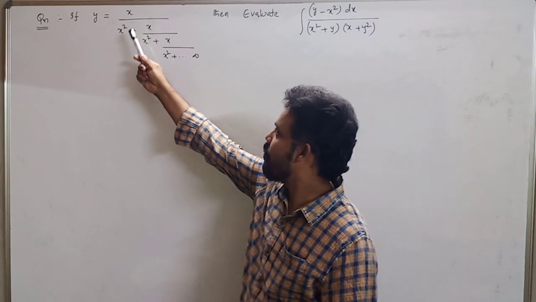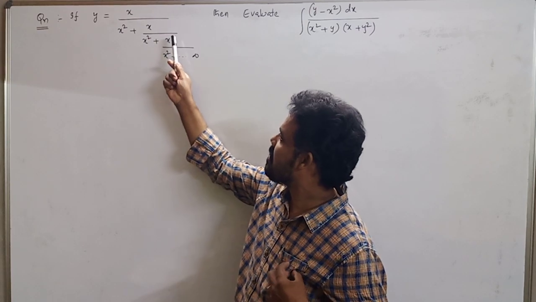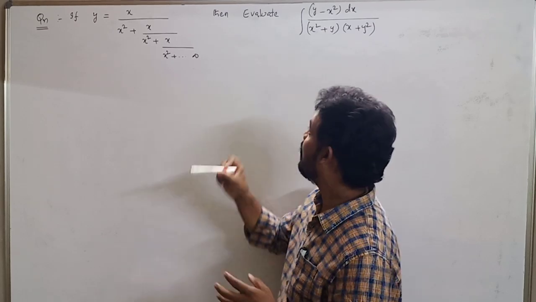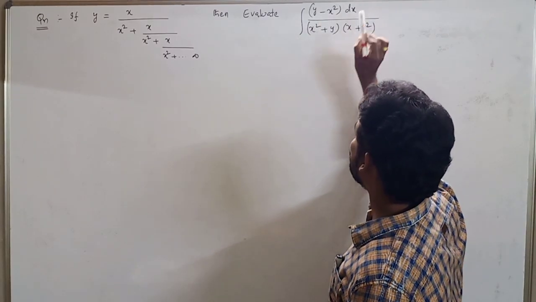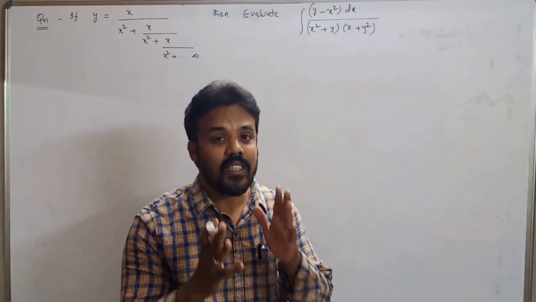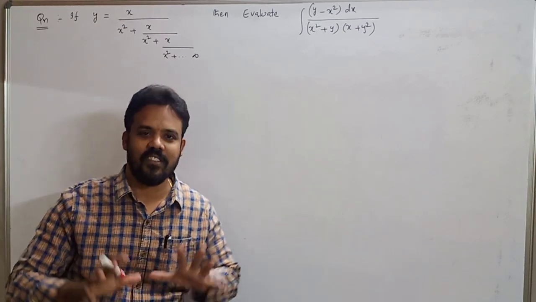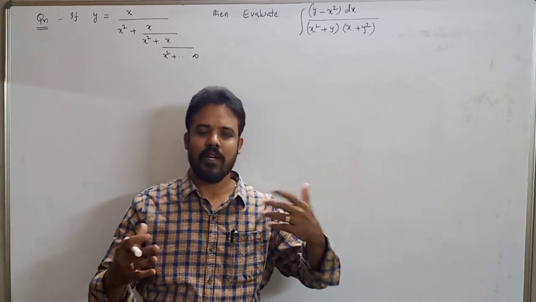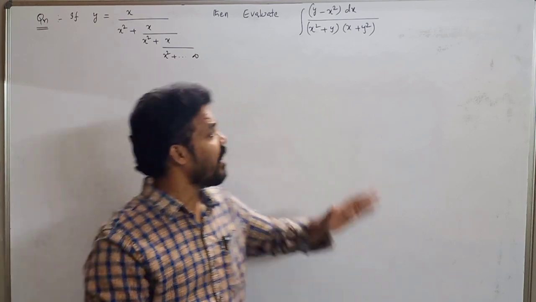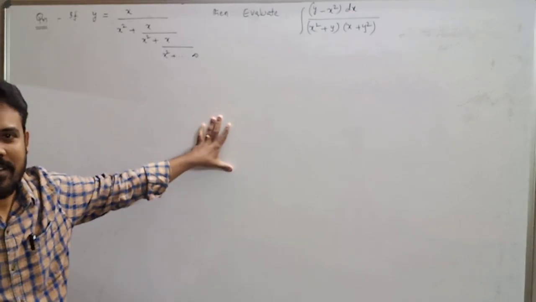If y is equal to x by x square plus x by x square plus x by x square plus, and so on up to infinity, then evaluate the integral of (y minus x square) dx by (x square plus y)(x plus y square). This is one of the different models in integration. Generally we know all the methods, such as substitution, by parts, partial fractions, or reduction. But by looking at this problem, it's a different inherent model. How to evaluate that integral?